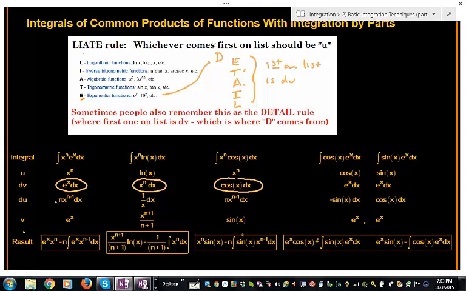The last example is the most interesting. It's the integral of cosine x e to the x. Okay, I go to my list. I have a trig and an exponential. Exponential comes first, therefore that's dv. I use the formula and I get this result right here, which is nice, except for the fact that I have an exponential times a trig function I still have to integrate. So what do I do? Well, I do integration by parts again.